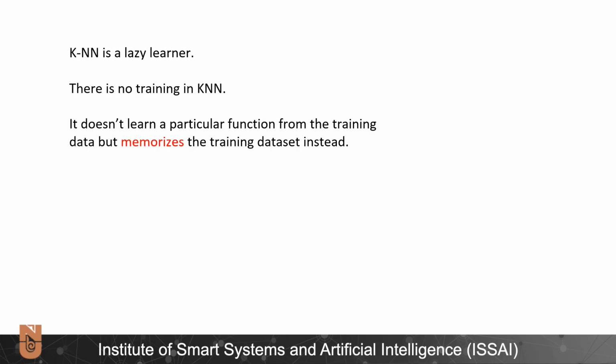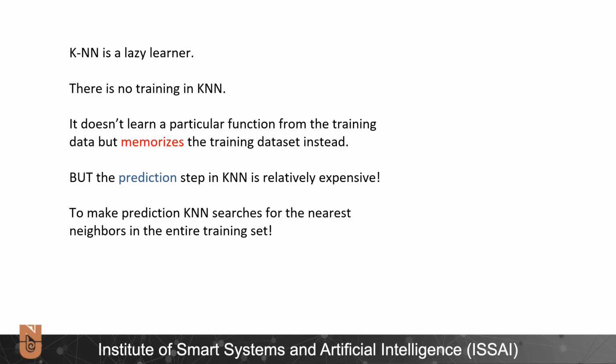KNN is a lazy learner. There is no training in KNN, and it doesn't learn a particular function from the training data but memorizes the training dataset instead. But the prediction step in KNN is relatively expensive. To make prediction, KNN searches for the nearest neighbors in the entire training set. And one of the ways that can be used to speed up KNN is KD tree.